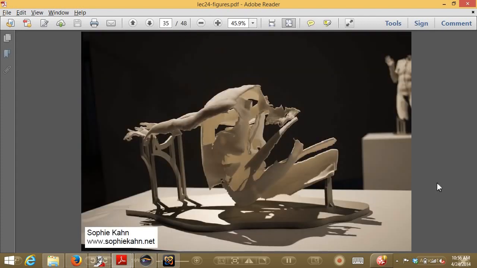Okay, so let's do some scanning. Let me unplug my one thing, plug in the other thing.